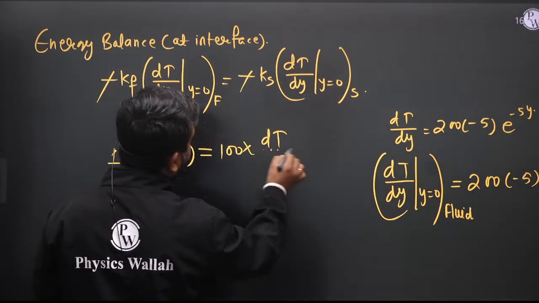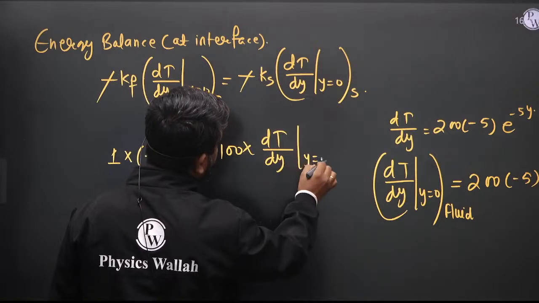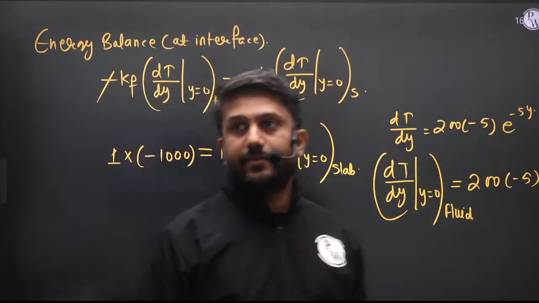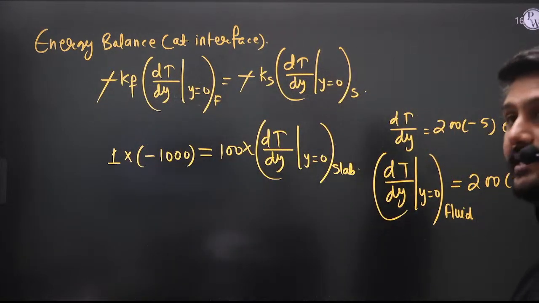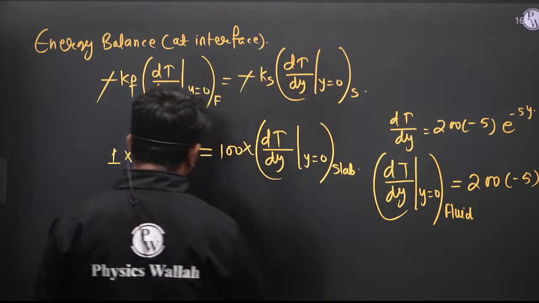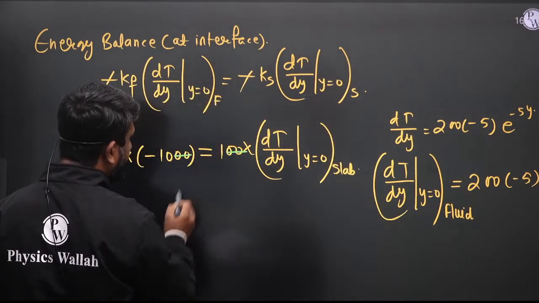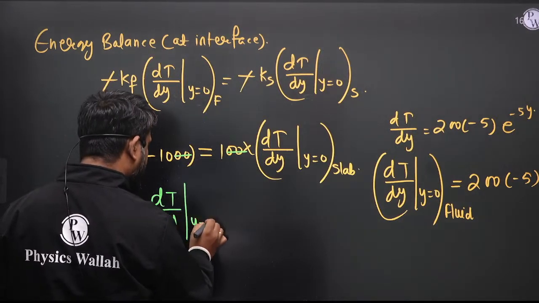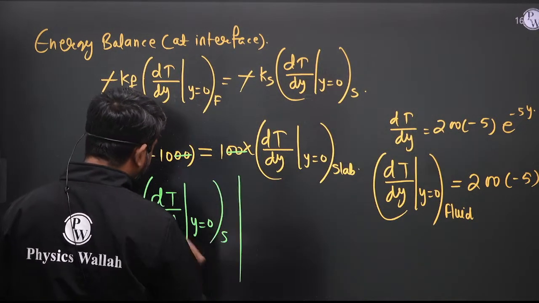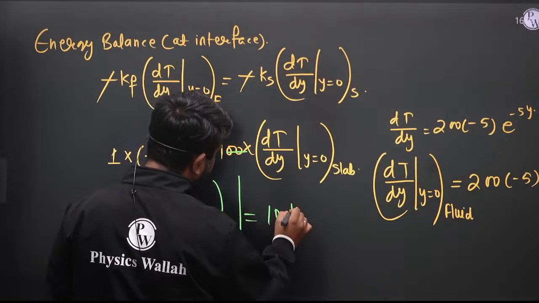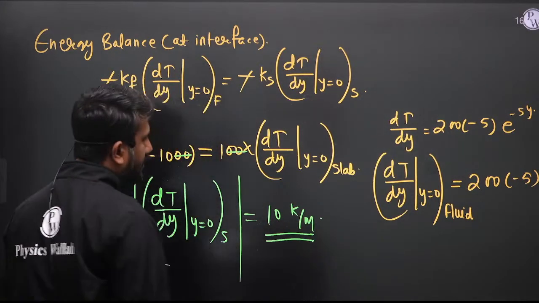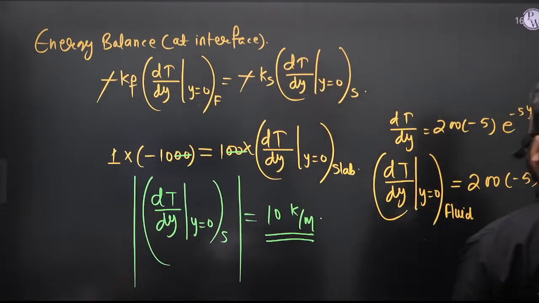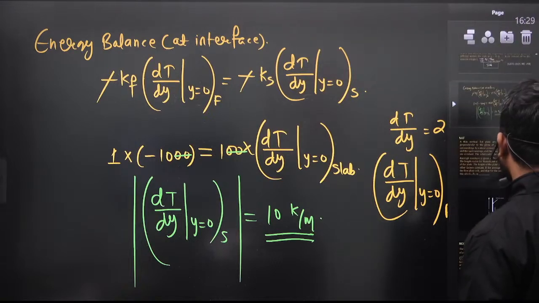Now dT by dy at y is equal to 0 on the slab side, this is the unknown. So 100 and 100 is 100. Magnitude is asked, right? Magnitude of dT by dy at y is equal to 0 on the slab side is nothing but 10 Kelvin per meter. So this is a simple problem based on the energy balance. Now see the next question.